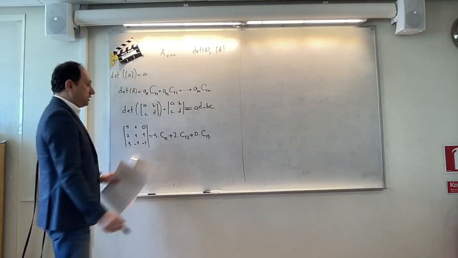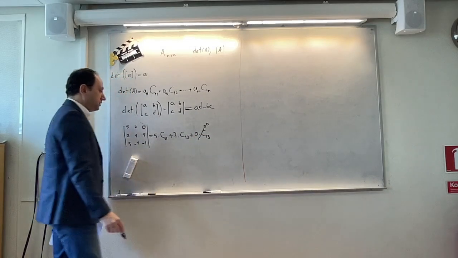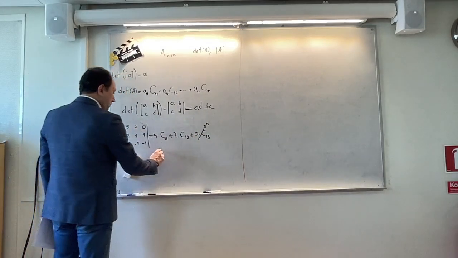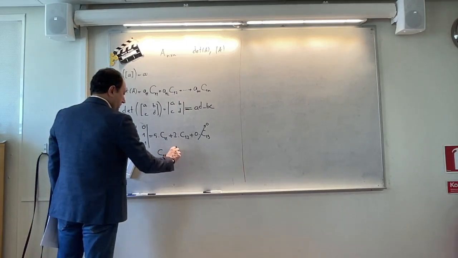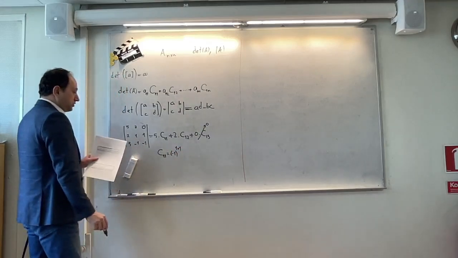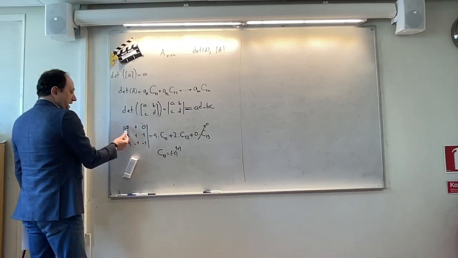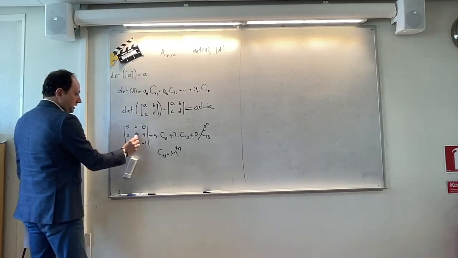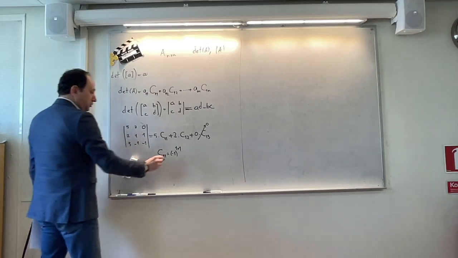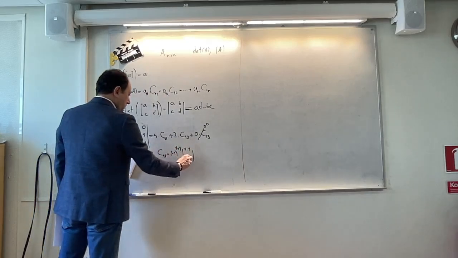Regardless of what number is that last number, you know that the answer to this part is 0. But what do I mean by C11? C11 starts with a factor of minus 1 to the power of 1 plus 1. You go to the entry 1, 1 and eliminate the column and the row containing that element, and then you get a 2 by 2 block, and you calculate the determinant of that 2 by 2 block, which is 1, 1, minus 1, minus 1.